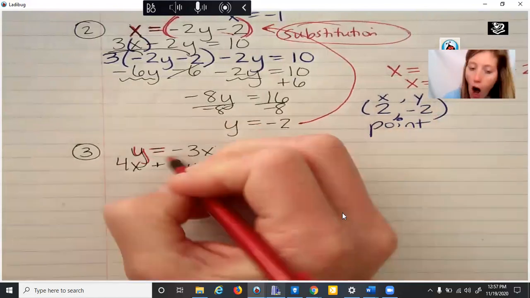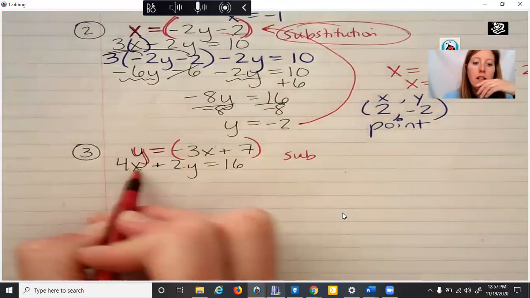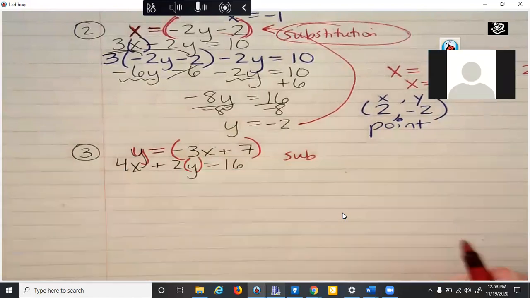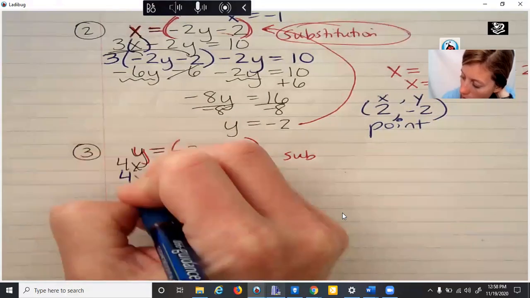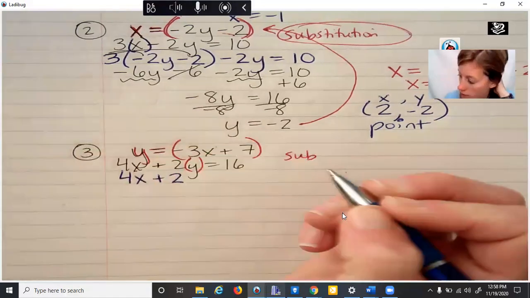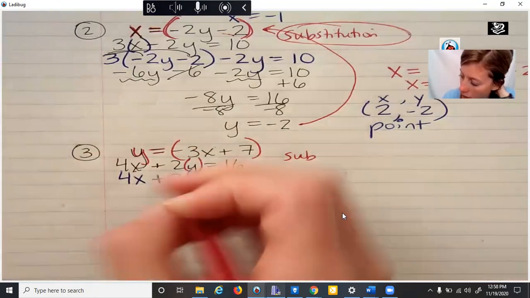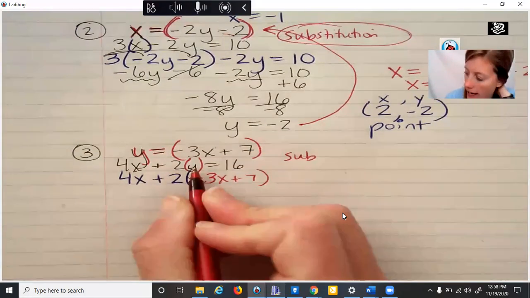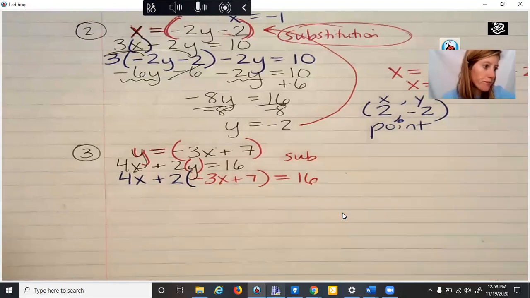So I'm going to take all of that. Jaden, am I going to put it in the x position or the y position? The y position. Yep, because this one is a y. So I'm going to do 4x plus 2 parentheses negative 3x plus 7. The y disappears, and I write negative 3x plus 7 equals 16.